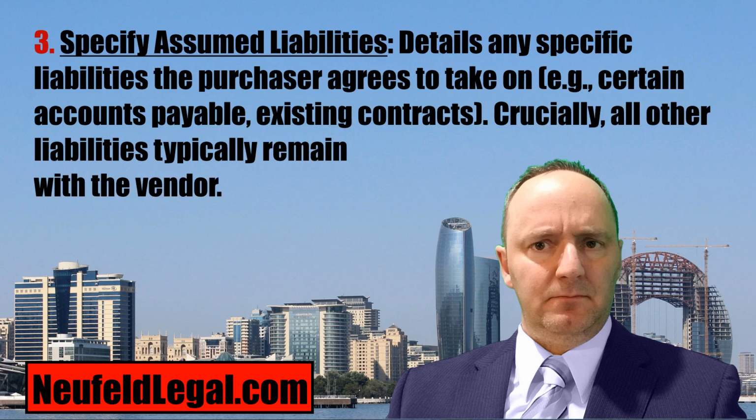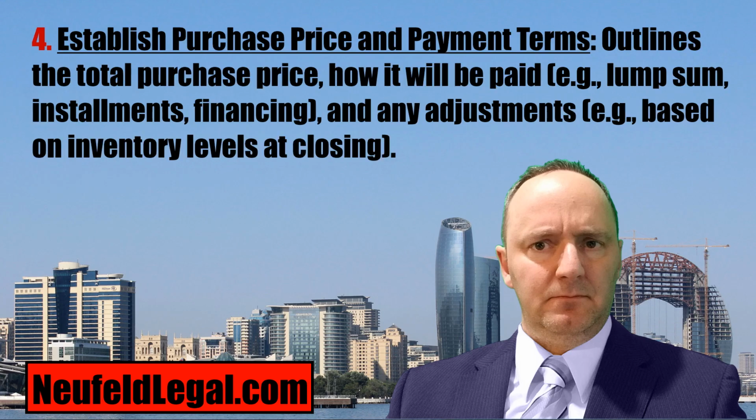3. Specify assumed liabilities. Details any specific liabilities the purchaser agrees to take on, such as certain accounts payable, existing contracts. Crucially, all other liabilities typically remain with the vendor. 4. Establish purchase price and payment terms. Outlines the total purchase price, how it will be paid, such as lump sum, installments, financing, and any adjustments, such as based on inventory levels at closing.